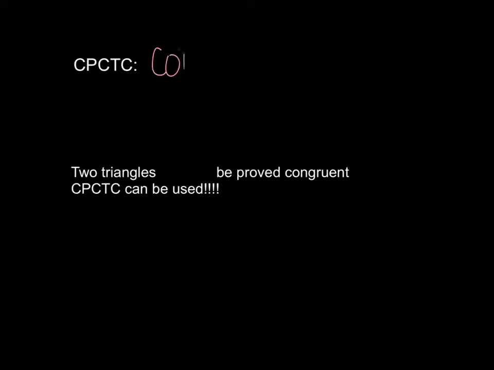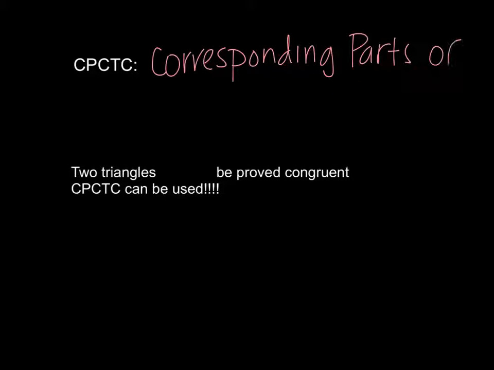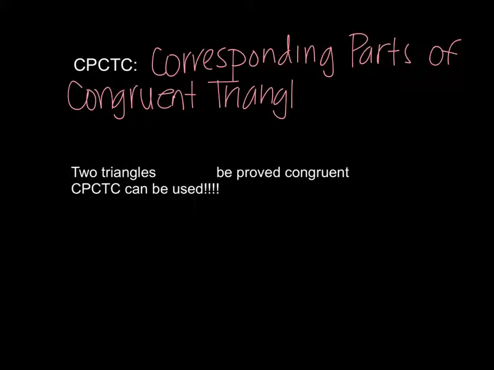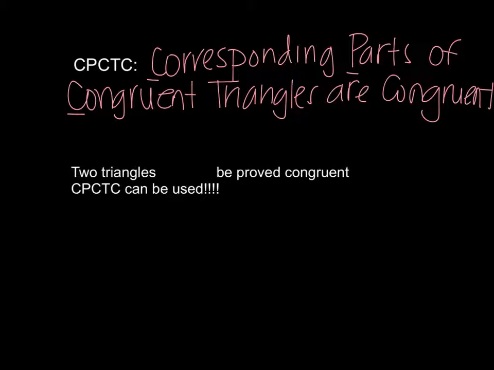This means corresponding parts of congruent triangles are congruent. Right? That's way too long to write. So we use CPCTC. Corresponding parts of congruent triangles are congruent. That's something you're going to want to write down, star, highlight, circle, whatever you need to remember that.